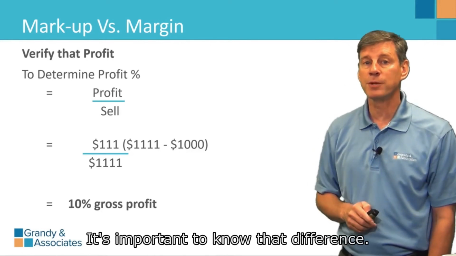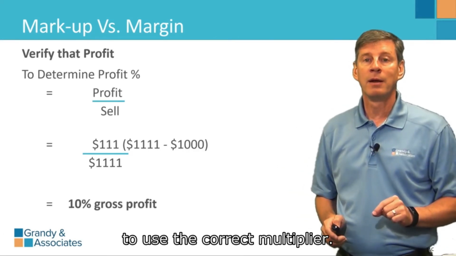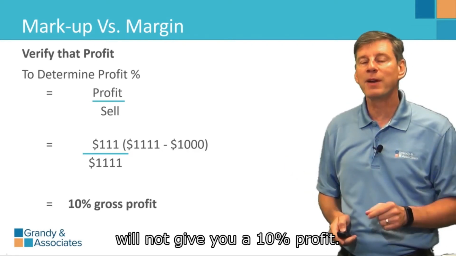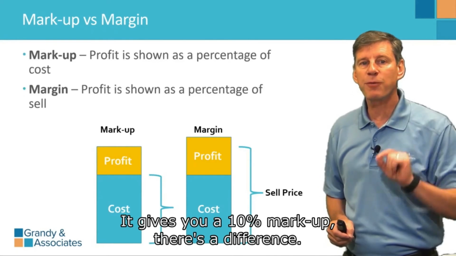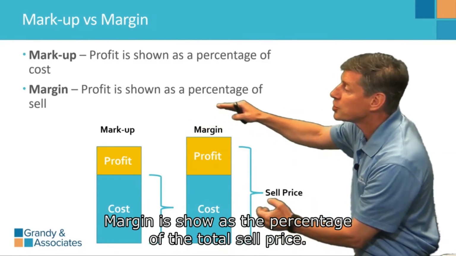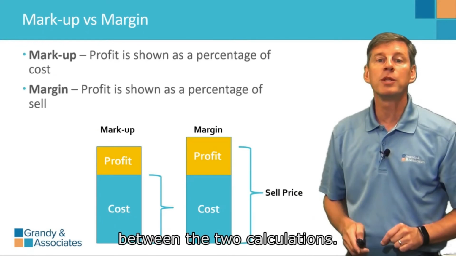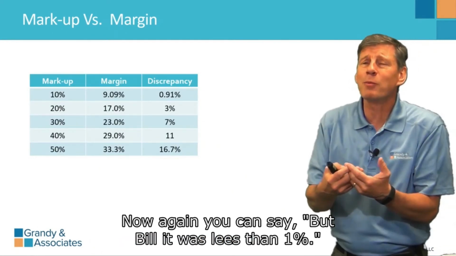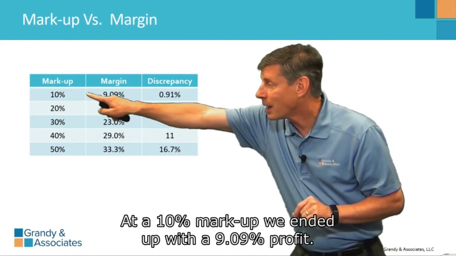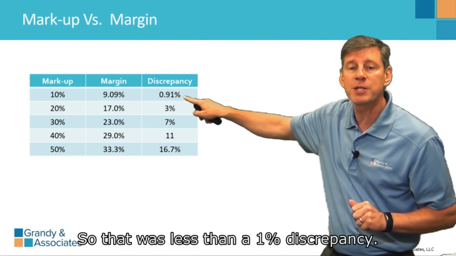It's important to know that difference. If you're using a markup, you have to use the correct multiplier. And again, a 10%, cost times 1.1 will not give you a 10% profit. It gives you a 10% markup. There's a difference. Again, remember, markup is shown as a percentage of the cost. Margin is shown as a percentage of the total sell price. It's a different reference point between the two calculations. Now, again, you can say, but Bill, it was less than 1%. You're right. At a 10% markup, we ended up with a 9.09% profit. So that was less than a 1% discrepancy.